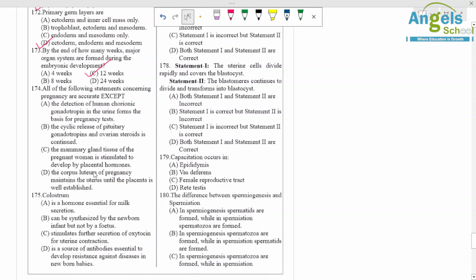The corpus luteum of pregnancy maintain and the uterus until the placenta is well established. ये भी होने वाला है. Okay, so option B is right option. Cyclic release of pituitary gonadotropin, that is FSH and LH जो है वो बंद हो जाएगा.